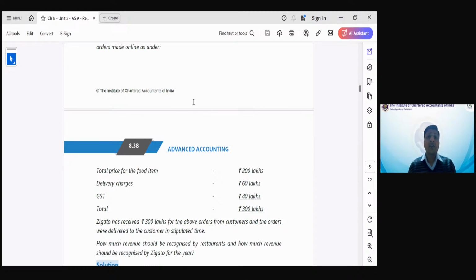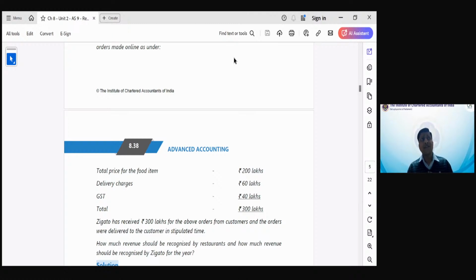I'm not sure as to why some of you were looking at 100 lakhs or 170. I'm not sure where that number has come from. I think the assessment in this particular question was only in relation to Zigato. Yes or no? That's the only thing which you are required to assess. And what that assessment requires is to find out whether Zigato is the agent or the principal. See, irrespective of whether Zigato is agent or the principal, sale of restaurant will always be 200.